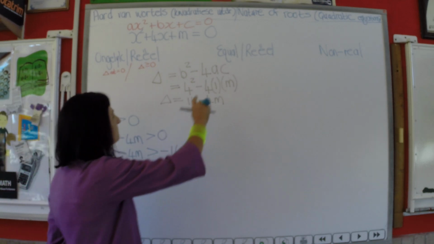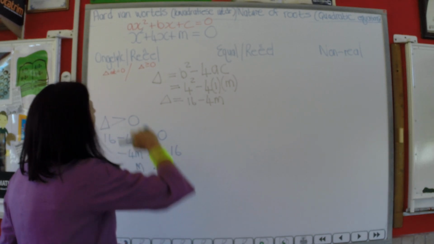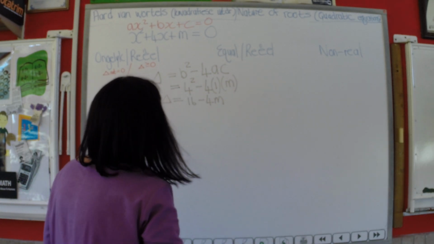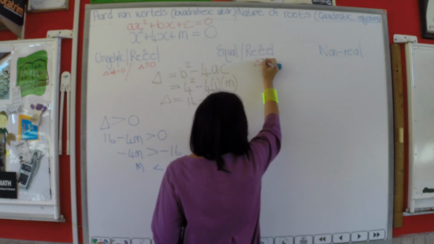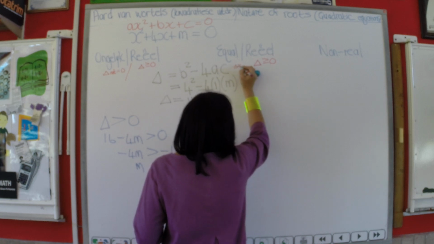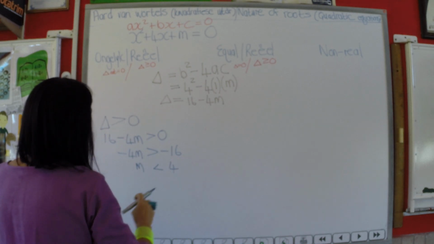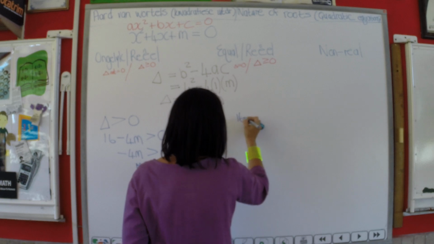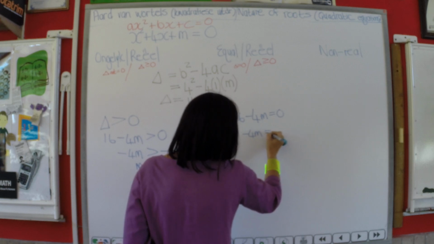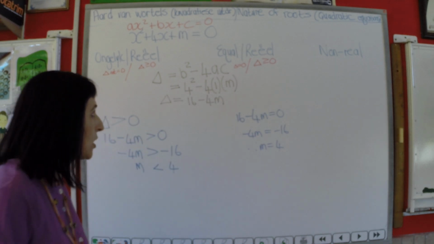Let's go to this one. Vir watter waardes van m gaan die wortels van hierdie kwadratiese vergelyking gelyk en reëel wees? So let's look at the two things that they want. For the roots to be real, again, delta must be greater or equal to 0. And for the roots to be equal, delta must equal 0. So if you took both of that, we're going to make delta equal to 0. So that's an easy one. Minus 4m equals minus 16, therefore m equals 4, only one value for m.